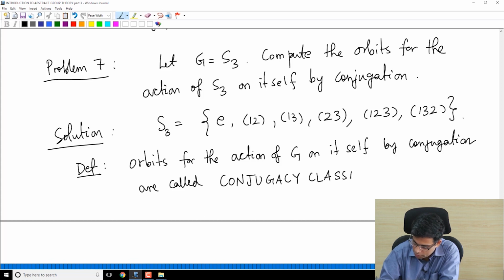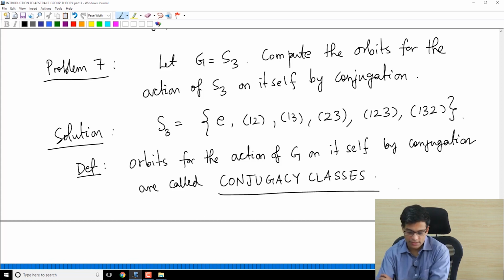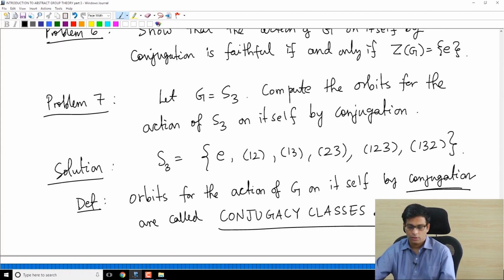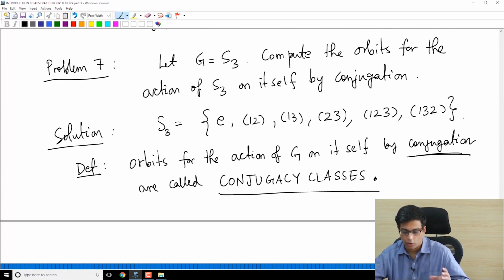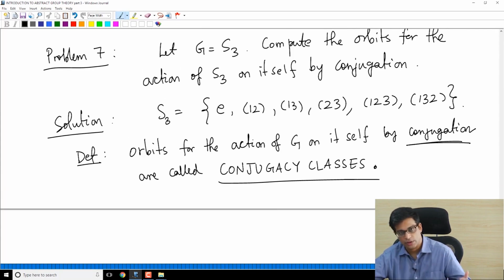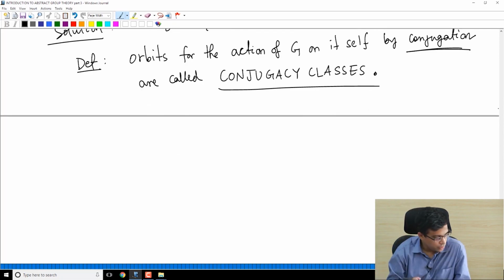Okay, so this is an important notion. It is exactly orbits, just a new word. Conjugacy classes is the word in the specific example of the action of a group on itself by conjugation. This is an extremely important example of group action, and it is very important in proving various important theorems. So the problem 7 is simply asking you to find conjugacy classes of S3, a shortened version of saying find the orbits for the action of S3 on itself by conjugation.